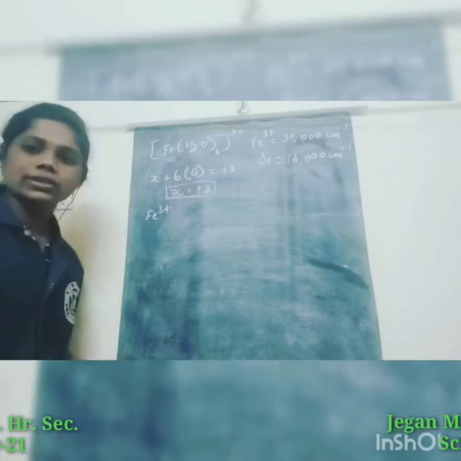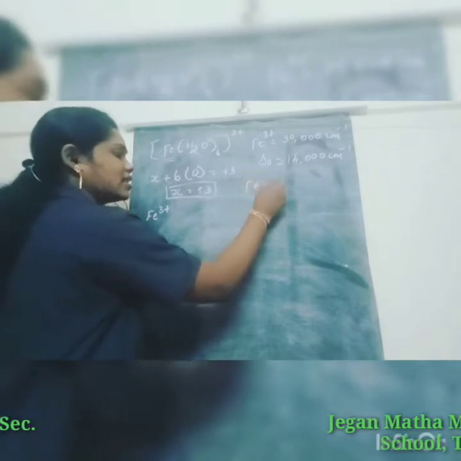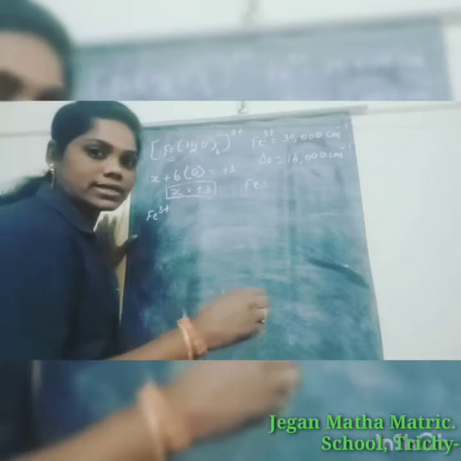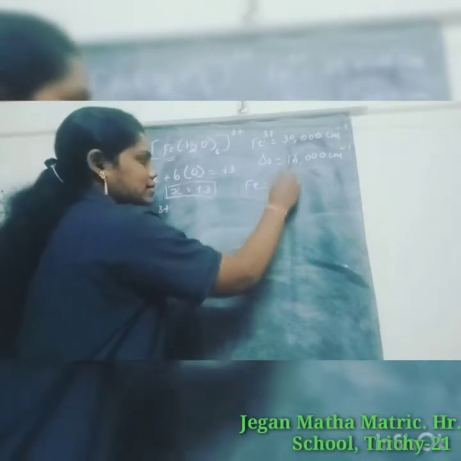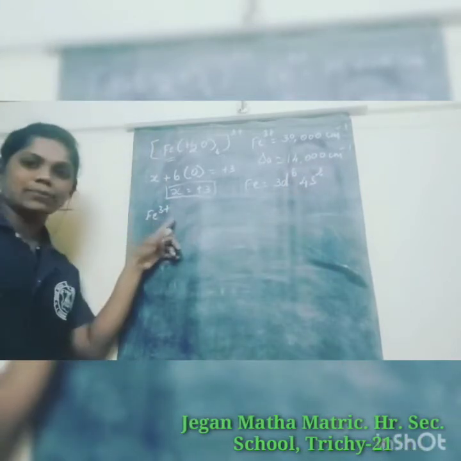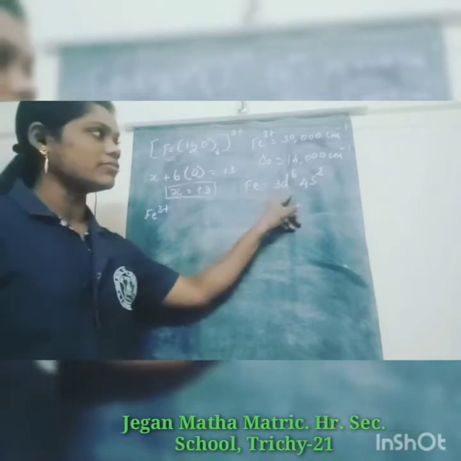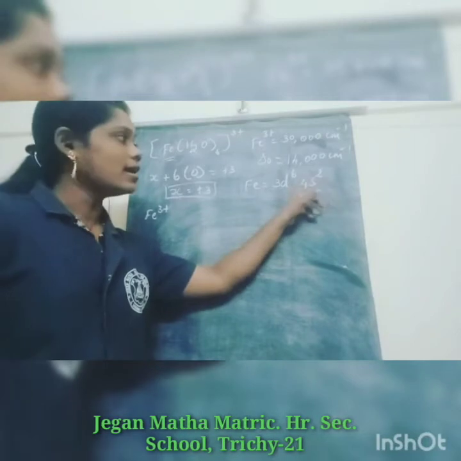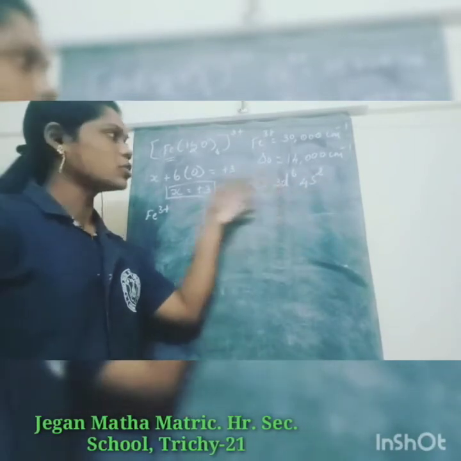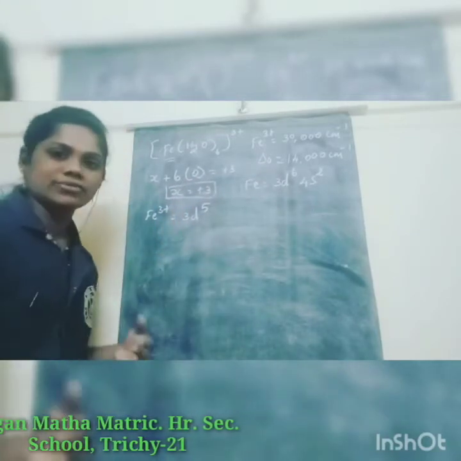Okay, already we know the electronic configuration of Fe. The outer orbital electronic configuration is 3d6 4s2. For Fe3+, three electrons are removed from this: two electrons from 4s and one electron from 3d. So totally three electrons are removed from the outer orbitals. What remains is 3d5.